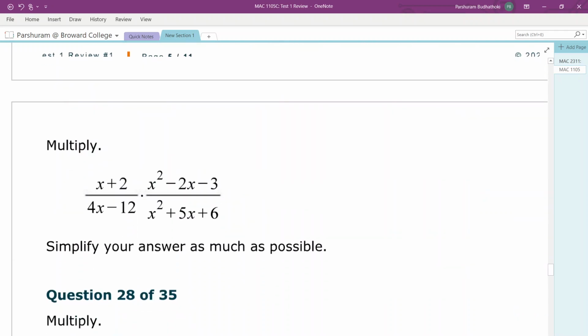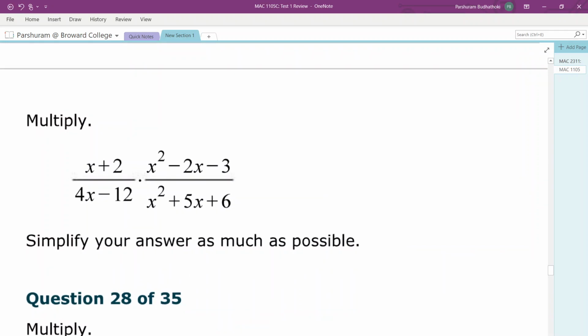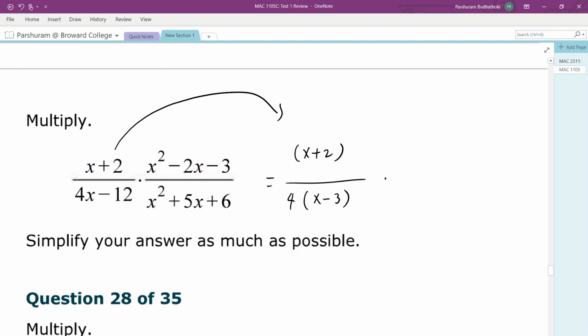Problem 27, we're doing again the same kind of thing, multiplication. So from the first rational expression, on the numerator there is nothing we can do, but on the denominator we can factor out 4, which gives us 4 times x minus 3, and for x squared minus 2x minus 3, we can find the factors here. The product of two numbers will be negative 3, and the sum will be negative 2, so that will be negative 3 and positive 1. So by multiplying these two, we are going to get this one.